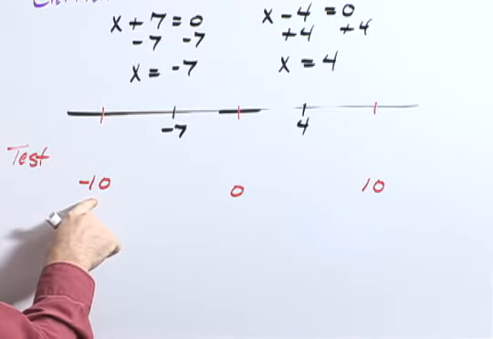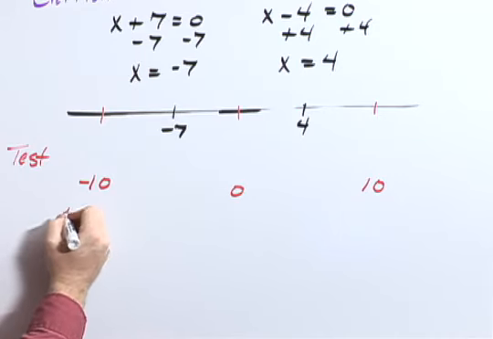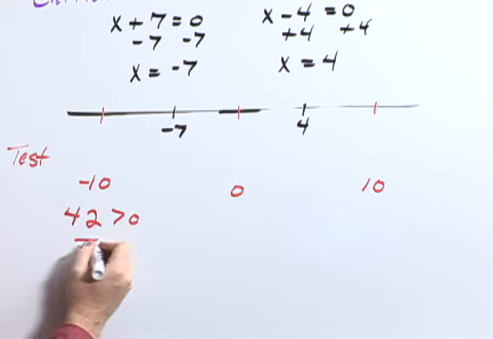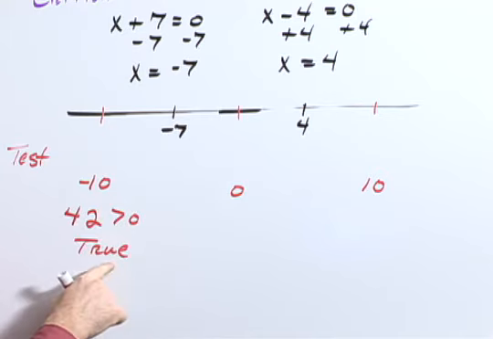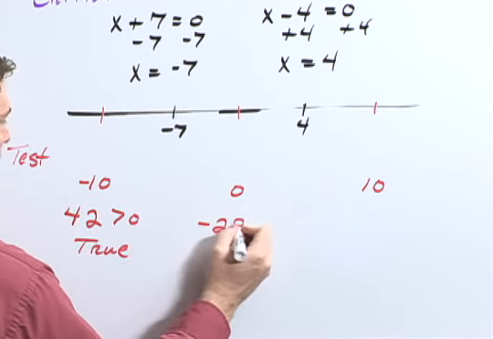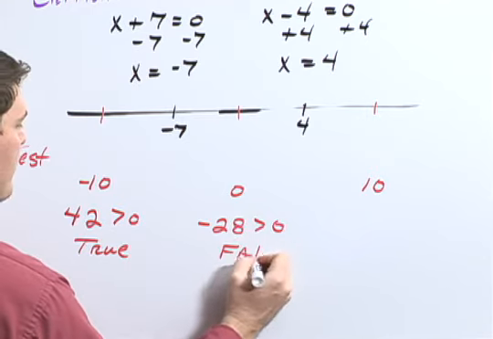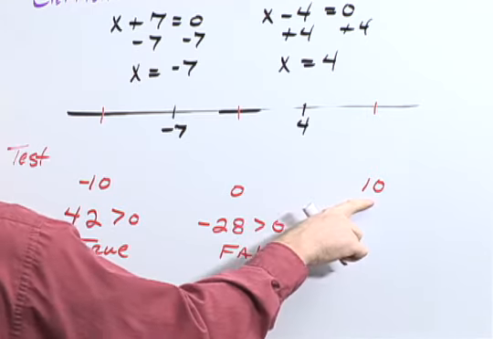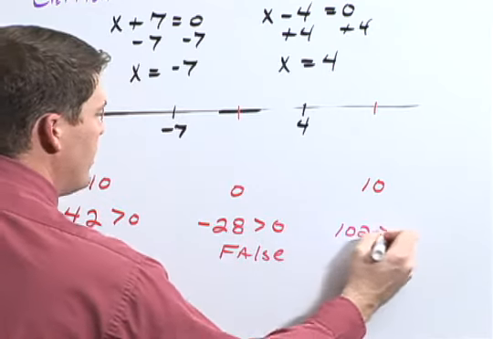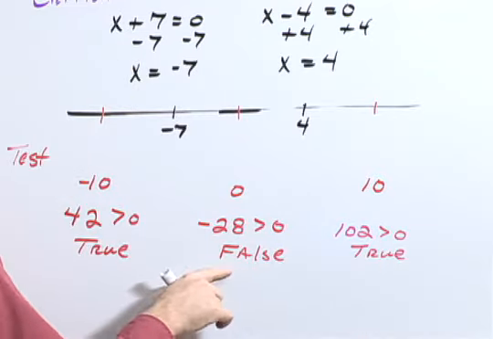If I put these values into my original problem, I get 42 is greater than 0, and that is a true statement. If I put 0 in, I get negative 28 is greater than 0, which of course is a false statement. And if I put 10 in, I get 102 is greater than 0, which is a true statement.